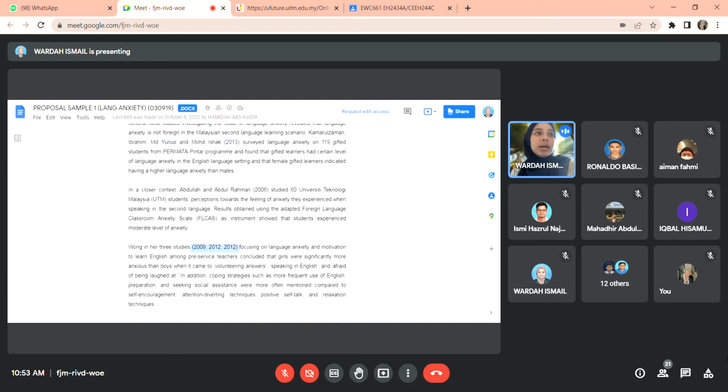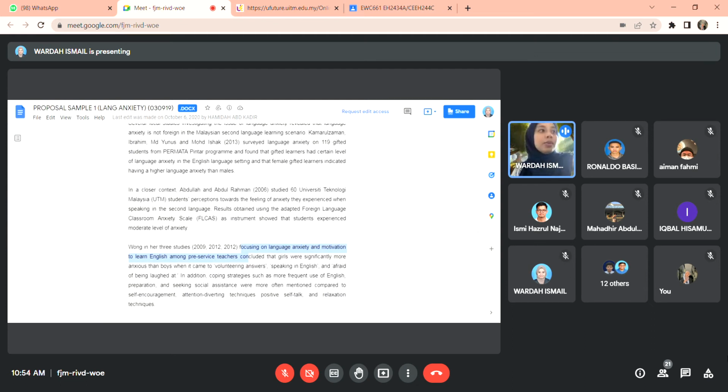macam ni. This is an example of dia ambil daripada 2-3 sources. Contohnya 2009 ni source A daripada internet, website lain. 2012 website lain. Another 2012 website lain. Tapi dia punya point yang sama, focusing on language anxiety and motivation. Okay, tapi tiga-tiga tu cakap pasal benda yang sama, so you boleh masukkan.